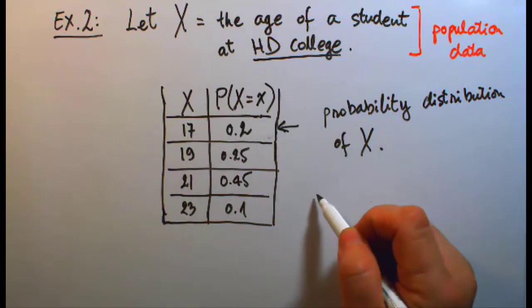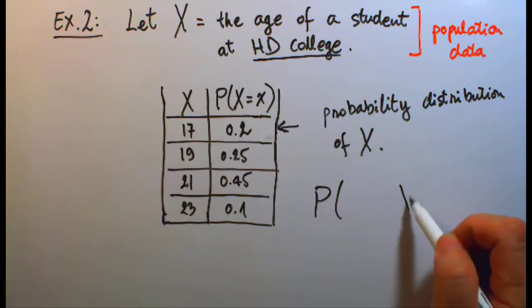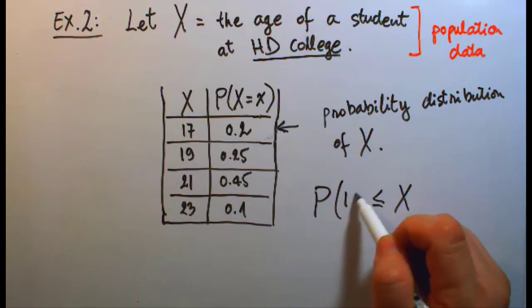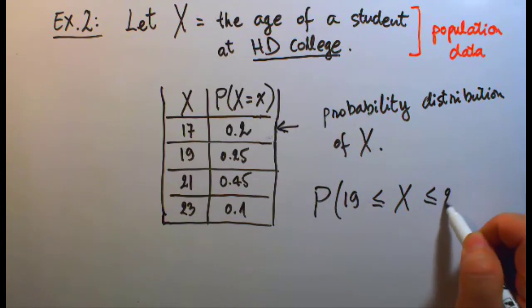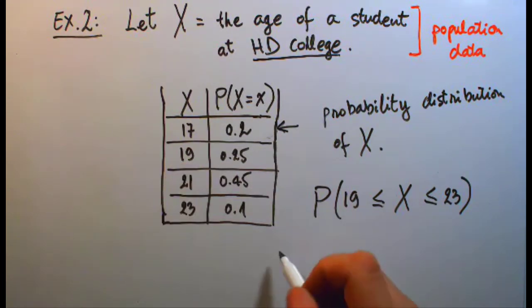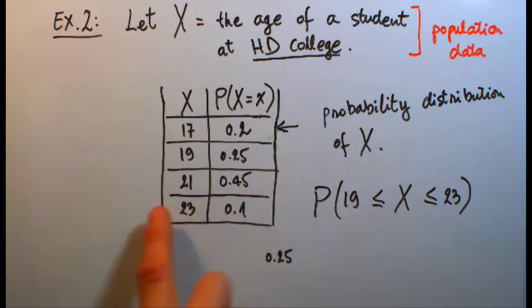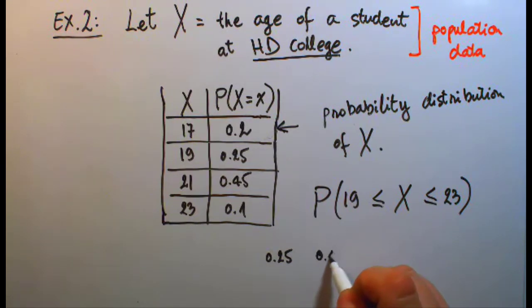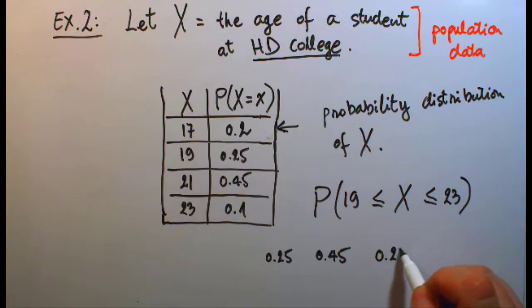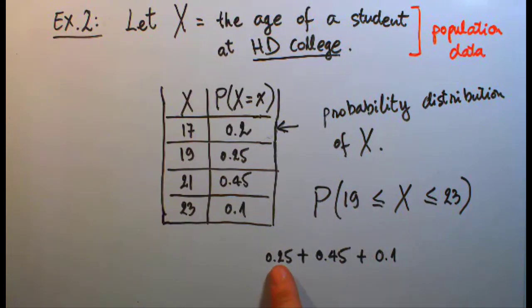We can answer another question, such as: find the probability that we're going to find someone going to school at HD College who is anywhere from 19 years old to 23 years old. This inequality indicates that we want to include the chance of being 19, which is 0.25. We also want to include the chance of finding someone who is 21, which is 0.45, and we also want to include the chance of finding someone who is 23, which is 0.1. Including means we're going to be adding all of these probabilities, and that sums up to 0.8, or 80%.